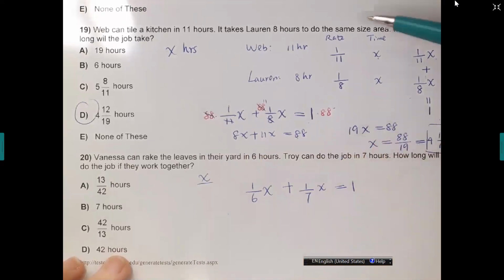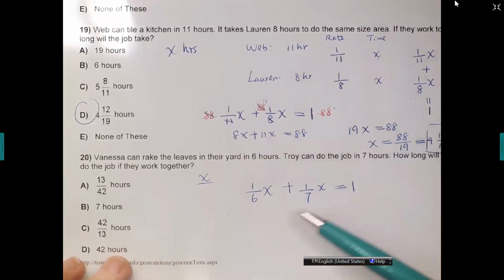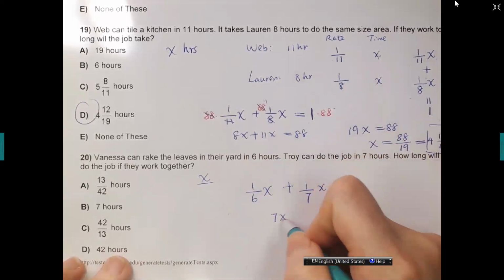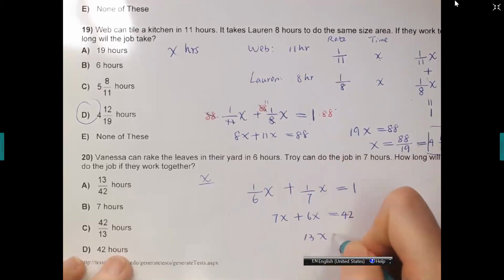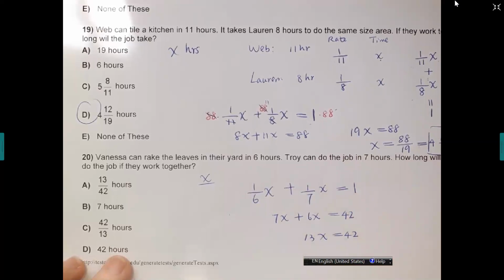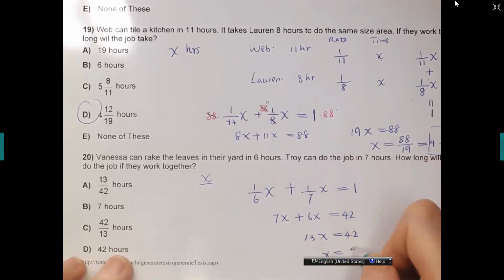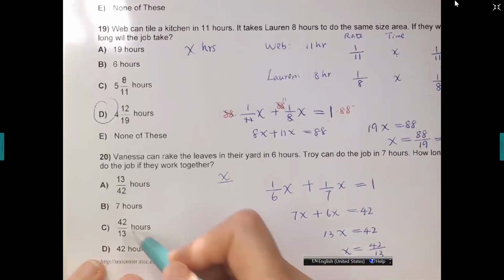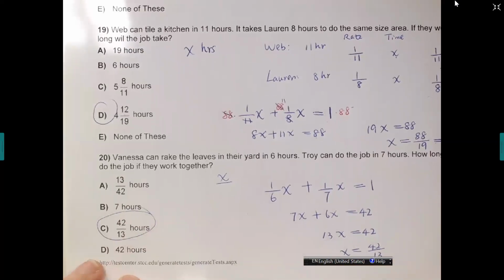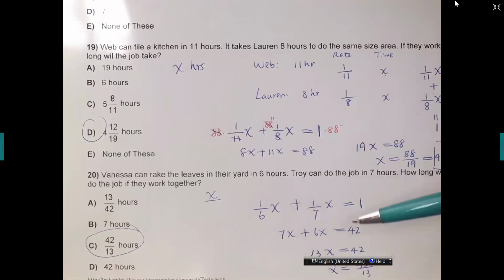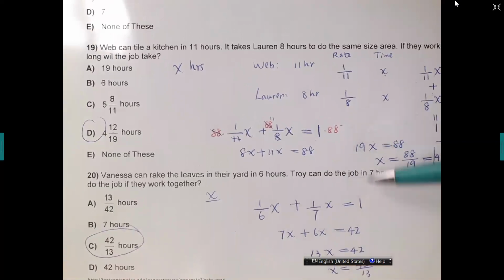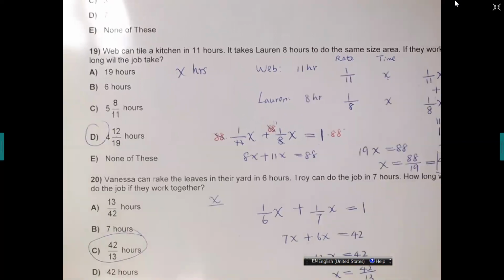See, after we get familiar with this format of equation, we can write it down quickly. Solve this equation, times 42. We get 7x plus 6x equals 42. 6 times 7 is their least common multiple. Solve this equation: 13x equals 42, and what is x? x equals 42 over 13. See, C is the right answer. This is a very typical word problem, and you will definitely see a similar work problem on the real test.